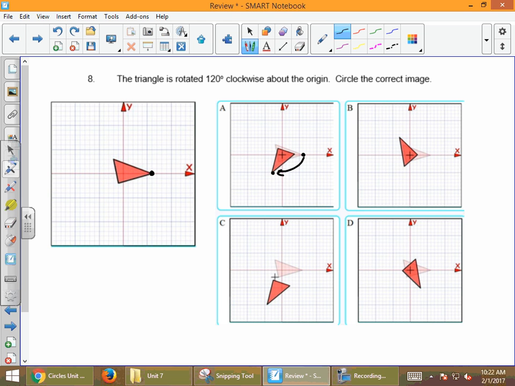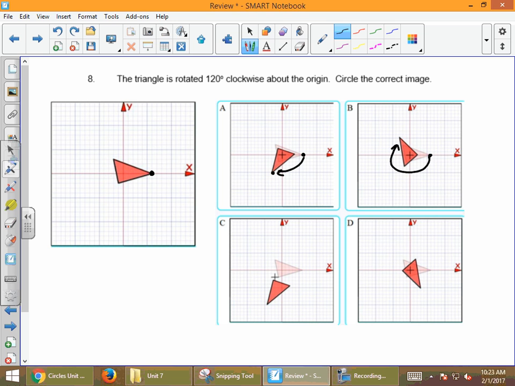What about this one over here? Here's my point again. I'm going to rotate it. I want to go clockwise. How do I get from there to there? I got to go all the way over here. Does that make sense? Look how far I traveled.